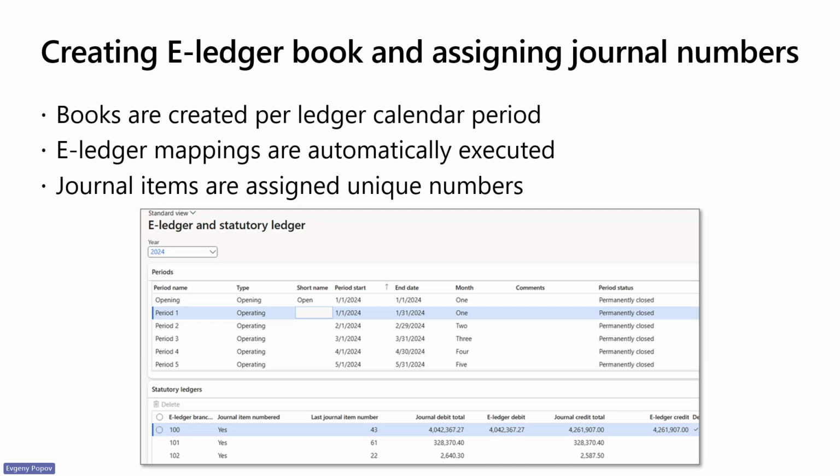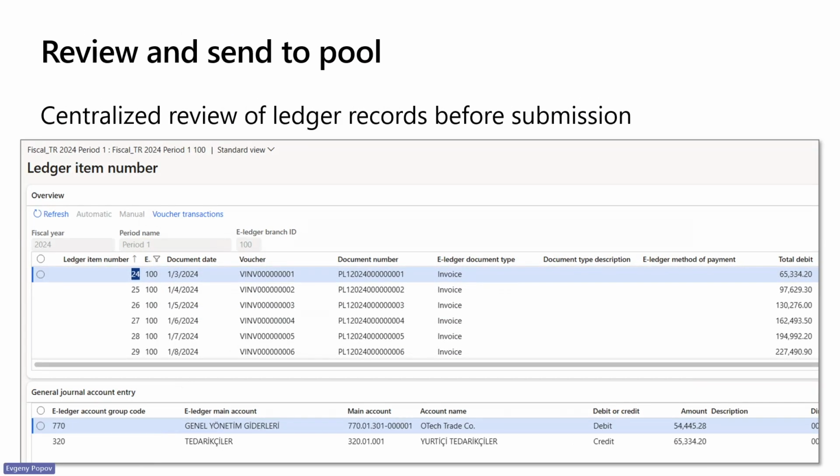When journal item numbers are assigned, all e-ledger mappings are automatically executed, populating e-ledger transaction types, payment methods, main accounts, and so on. And you can, of course, review and to some extent adjust the resulting mappings before finalizing the e-ledger book. So, for example, you can adjust e-ledger document types in case you don't have mapping specified for it.